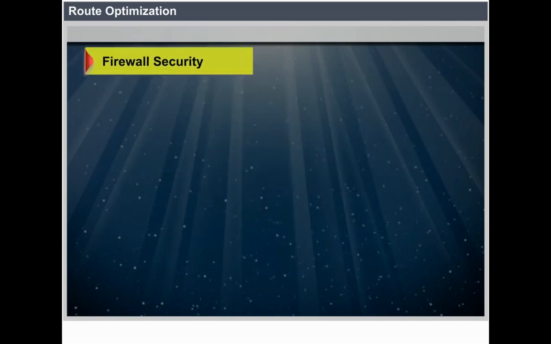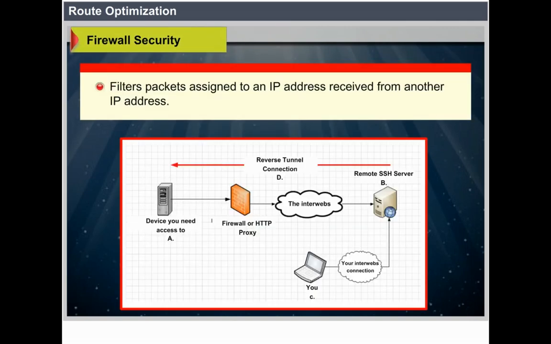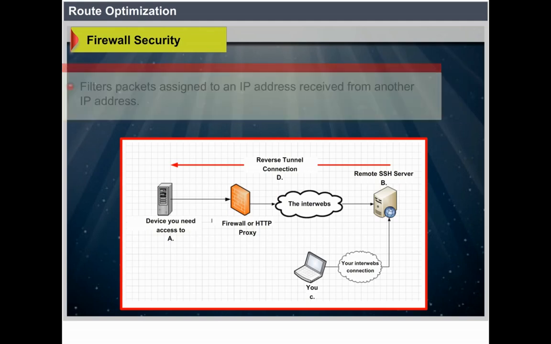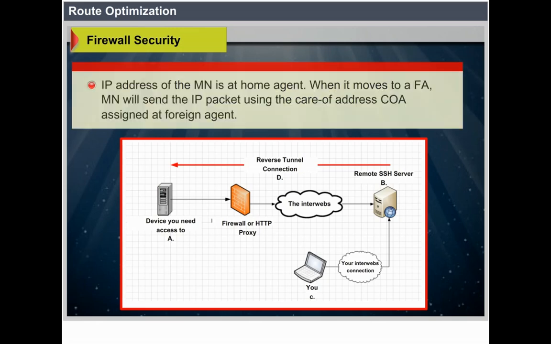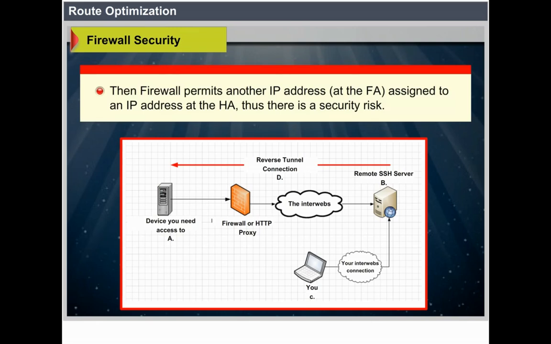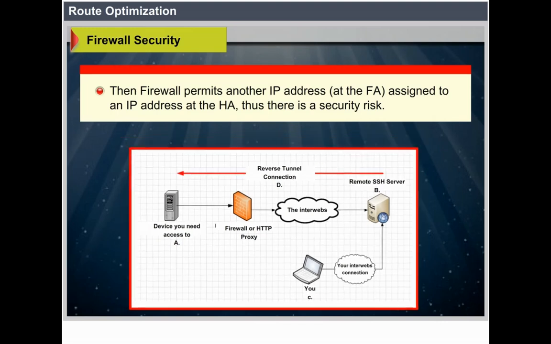Firewall security. A firewall filters packets assigned to an IP address received from another IP address. The IP address of the MN is at the home agent. When it moves to a FA, the MN sends the IP packet using the care of address COA assigned at the foreign agent. Then, the firewall permits another IP address at the FA assigned to an IP address at the HA. Thus, there is a security risk.